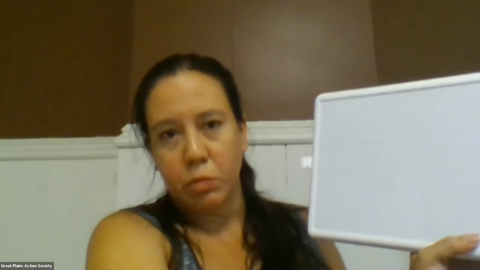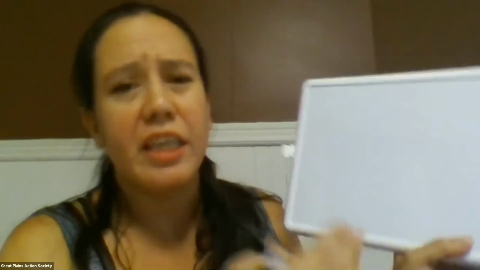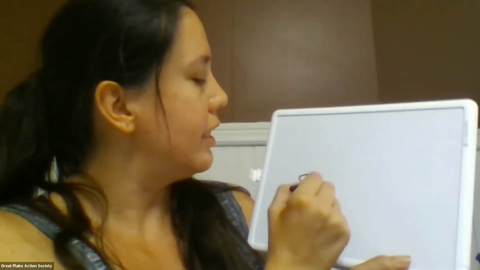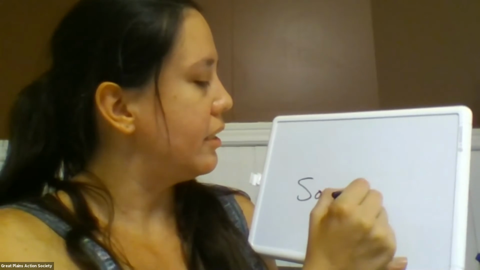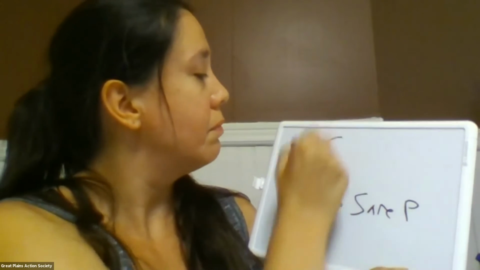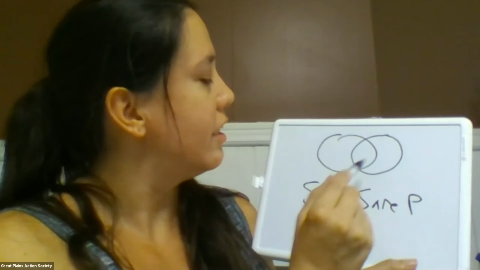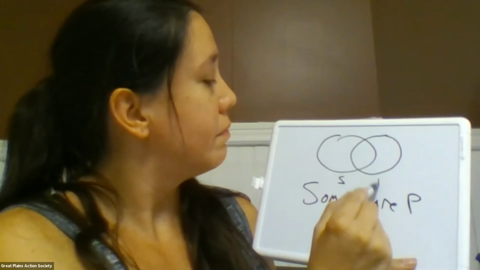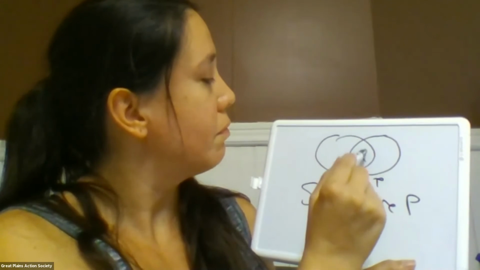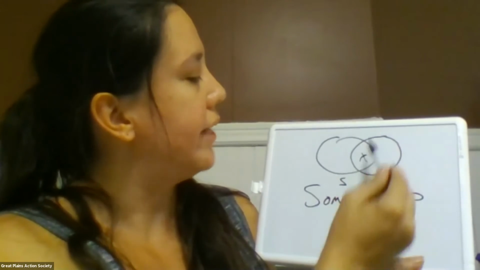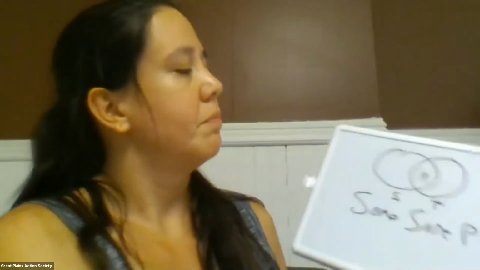Then we have particular statements. So we're still talking about categories, but we're talking about a member of a category, so at least one member of that category. So you can say some S are P, and we indicate existence with an X. So there is something that is an S and also a P.